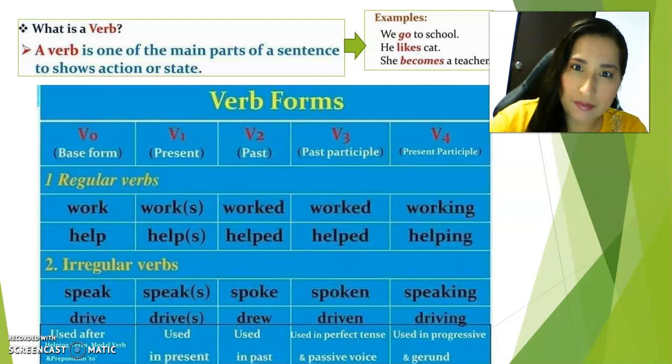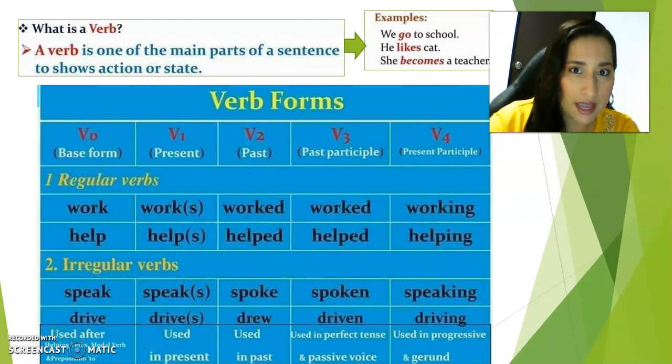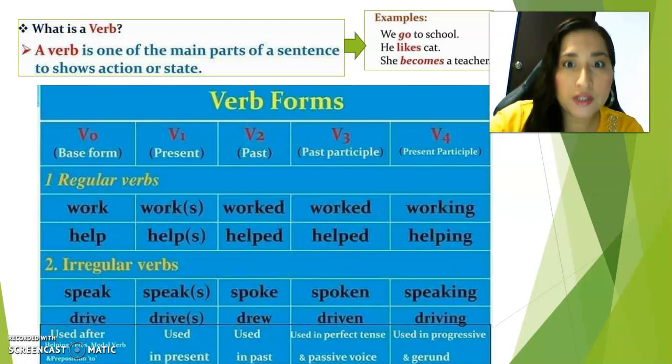What is a verb? A verb is one of the main parts of a sentence to show actions or states. Examples: you go to school, she likes cats, she becomes a teacher. All of them indicate actions. Okay? We have in English different verb forms.